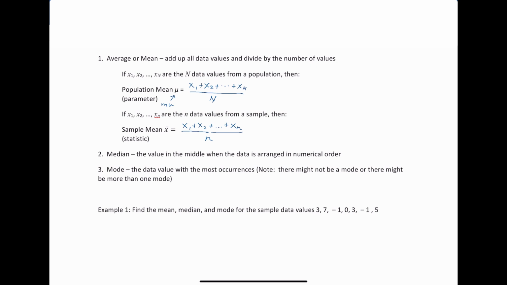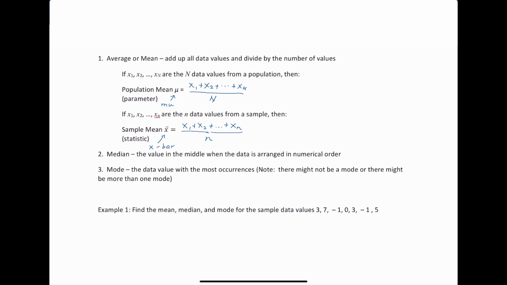Notice in this case, we are not using mu to symbolize the mean or the average. We use an x with a little line over it called a bar, and this is pronounced x bar. So I would read this: the sample mean x bar is x1 plus x2, so on and so forth, divided by n. Let's remind ourselves that a parameter is a number that describes the population, so mu is a parameter, whereas a statistic is a number that describes a sample, so x bar is a statistic.